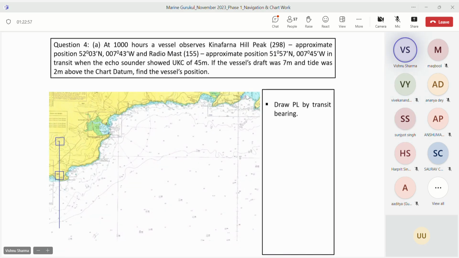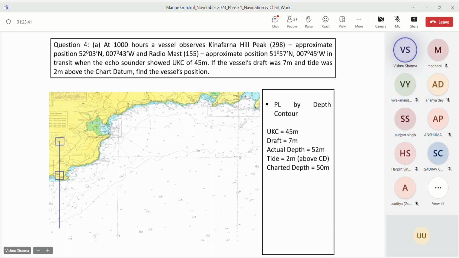Next, we get to sort out the contour issue. UKC 45. If I add the draft to it, what do I get, guys? The depth of the water, 50, right? So actual depth at the time of observation 52. Height of tide 2 meters above chart datum. So what will be the depth with respect to chart datum? That will be 50 meters, correct? So that means when this observation was made, vessel was on a 50-meter depth contour.